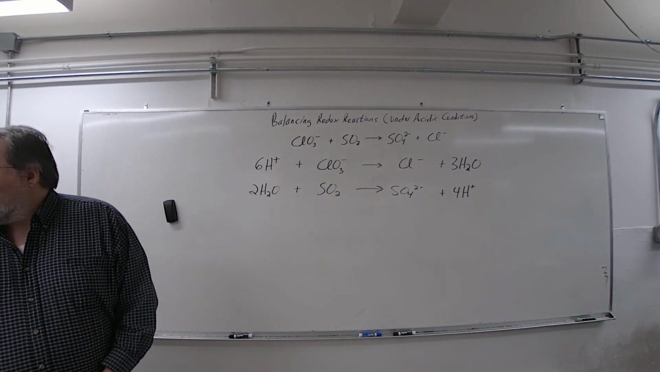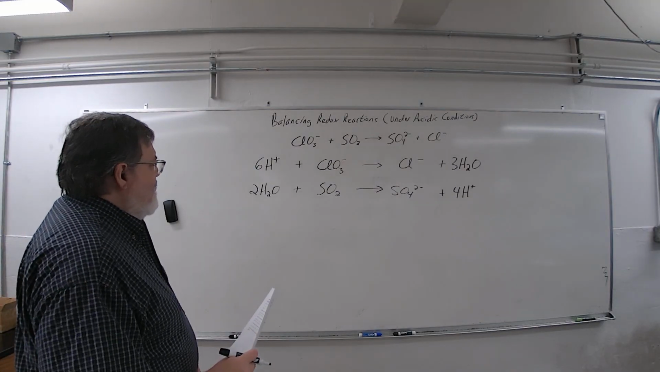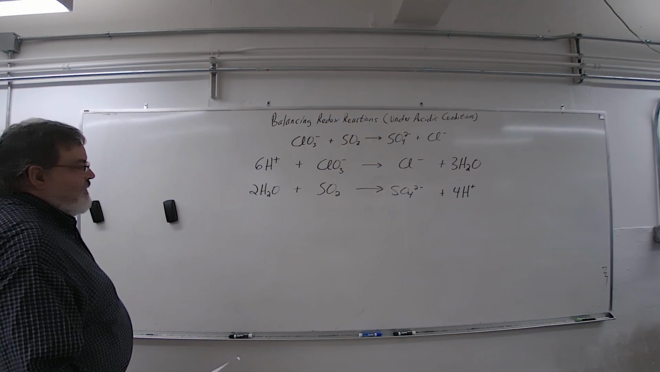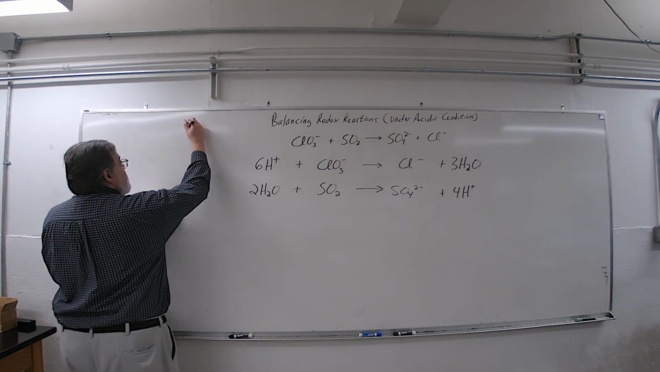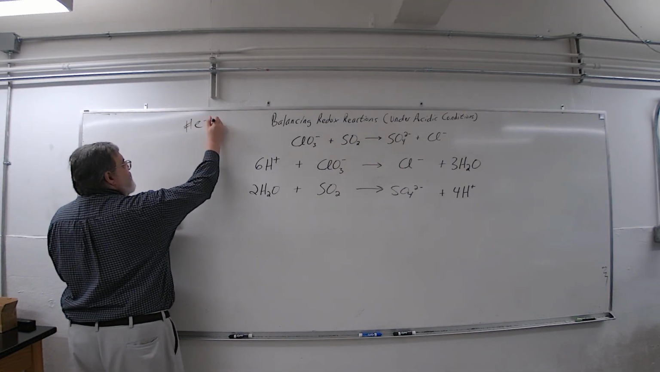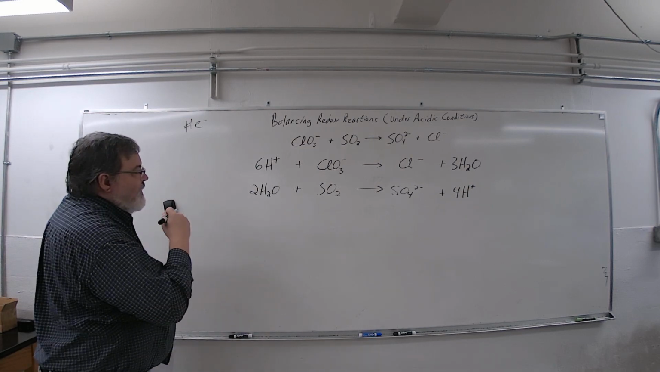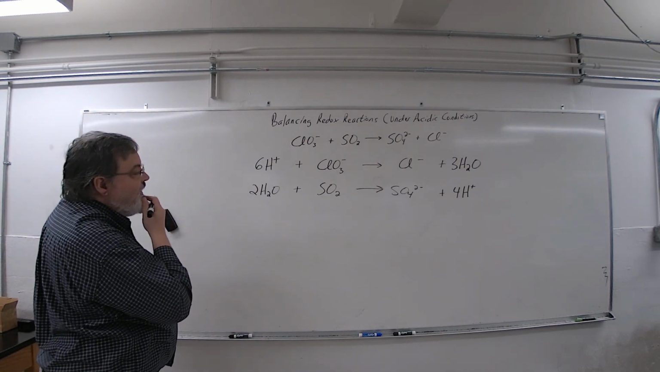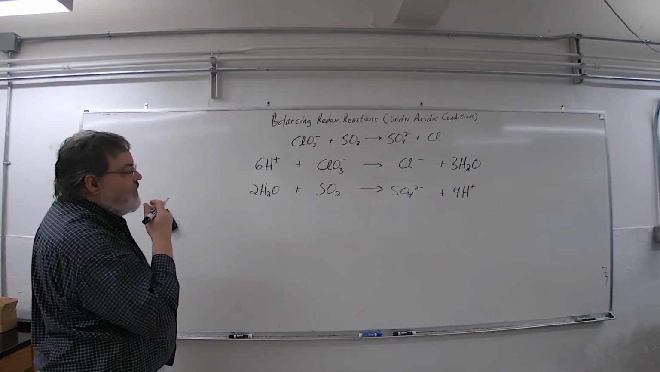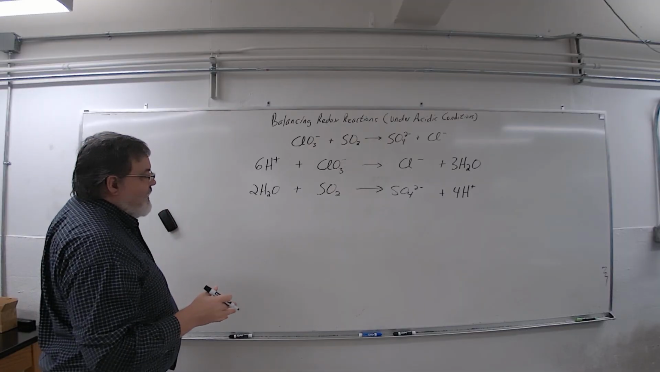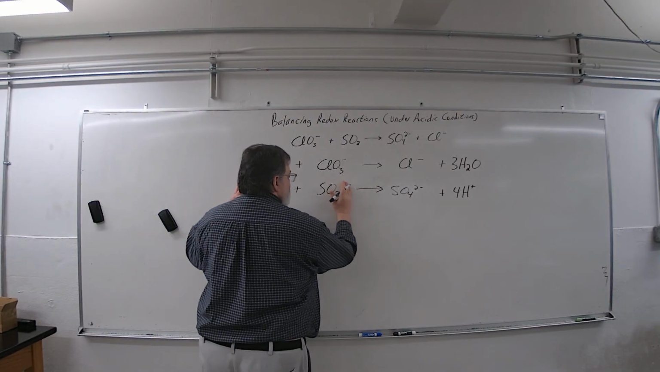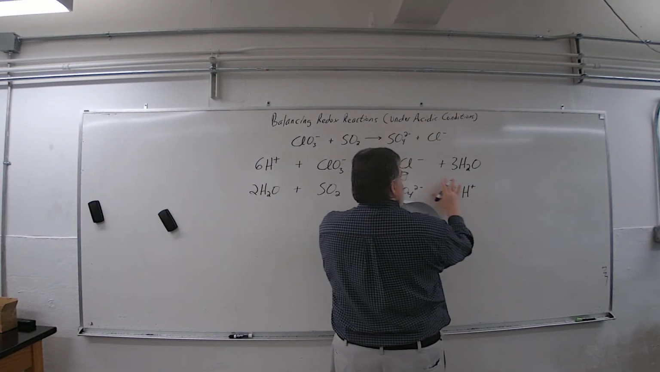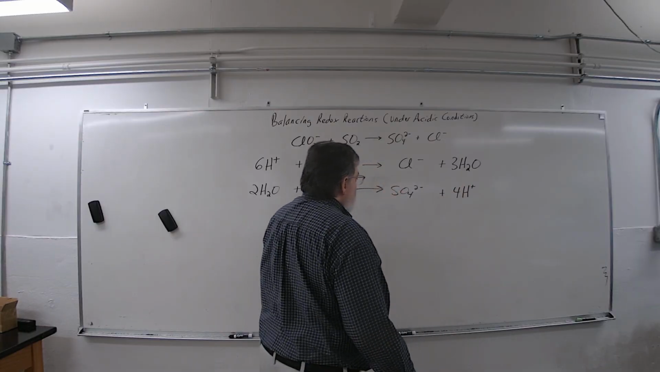Everybody good on that? All right. The next thing to do is to figure out how many electrons you've got to put in here. This I know I didn't explain well last time, so let me put it like this. You can only put in negative charges, and when I say balance, I mean there's a total amount of charge on this side, and a total amount of charge on this side.